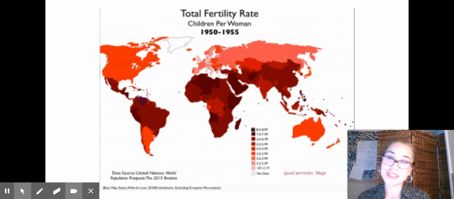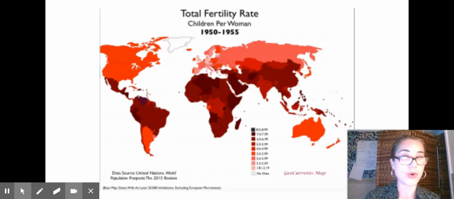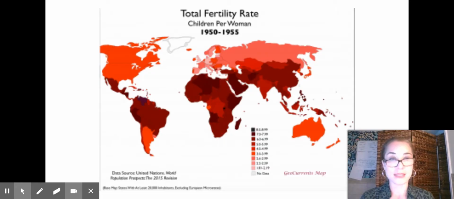All right, let's talk about fertility rate. Fertility rate is a measurement of the number of children a single woman will have in her lifetime. In this map, which was created in 2015 but shows data from 1950 to 1955, we see that places where the fertility rate is the lowest are Europe, North America, Japan, Argentina, and Australia. In these places, a single woman will have, on average, between 2 and 4 children. And again, that was in the 1950s.